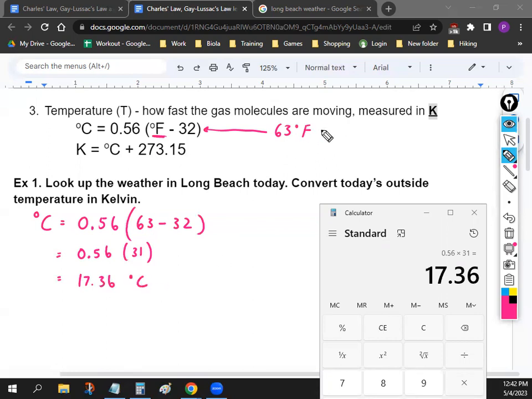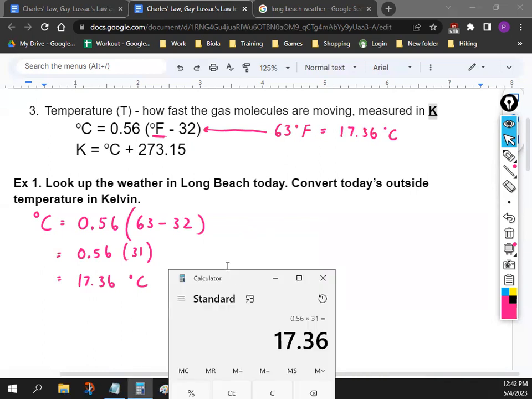So 63 degrees Fahrenheit is the same thing as 17.36 degrees Celsius. Okay. So that's two ways you can talk about the temperature outside right now, 63 Fahrenheit or 17.36 Celsius. Okay. Any questions on how to turn Fahrenheit to Celsius? Hopefully it's not too bad. Again, you just need to plug in Fahrenheit right here, minus 32 times 0.56, and you get 17.36.